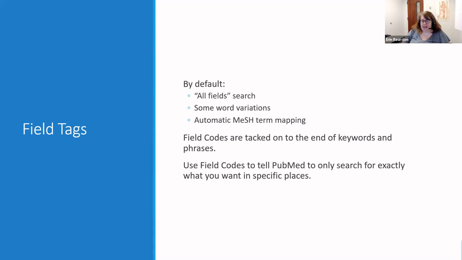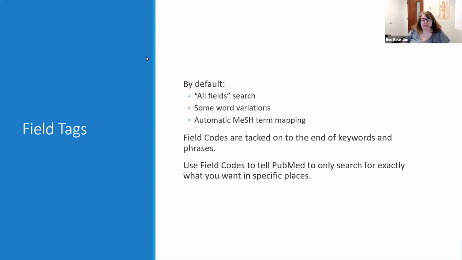So field tags are something that we use when we're doing a comprehensive search to make the search more exact. So by default, when you search for something in PubMed without any quotation marks or field tags, PubMed is going to do a search in all fields in the PubMed record. It's also going to look for some word variations, and it's also going to try to find the MeSH term that is most appropriate for the search term that you entered. And we're going to talk about MeSH terms next.